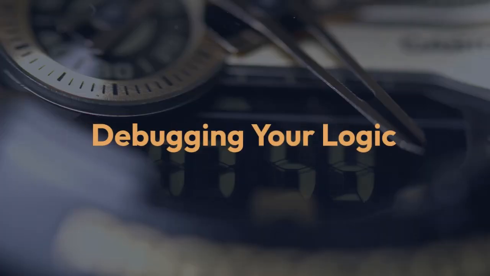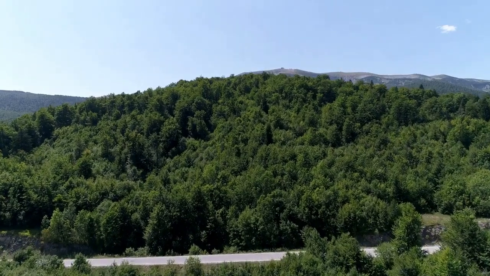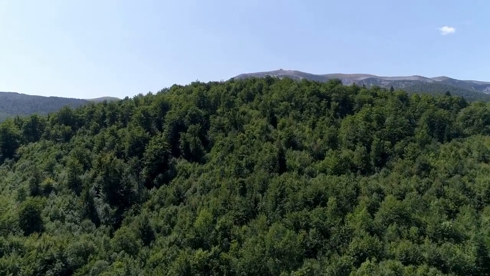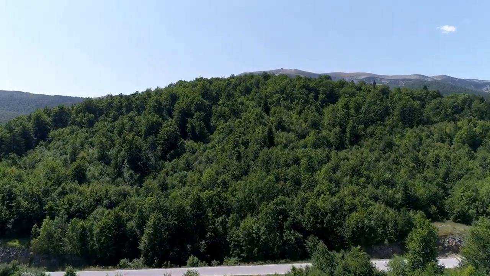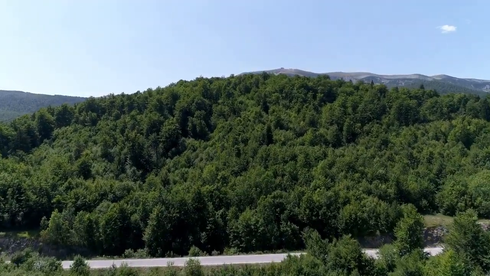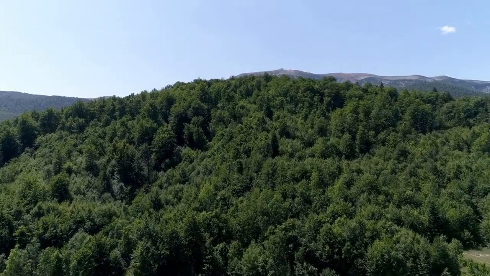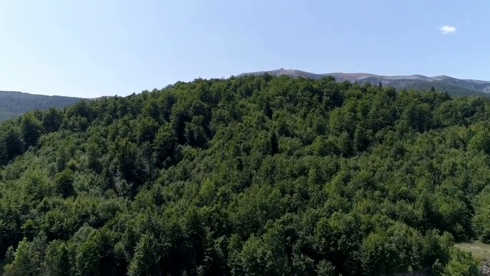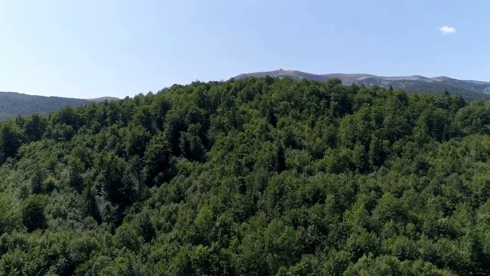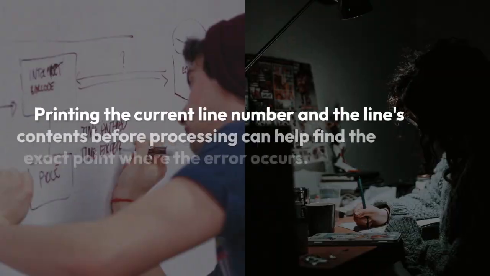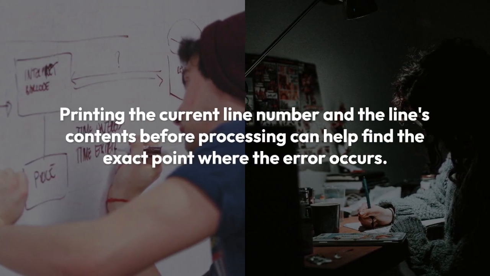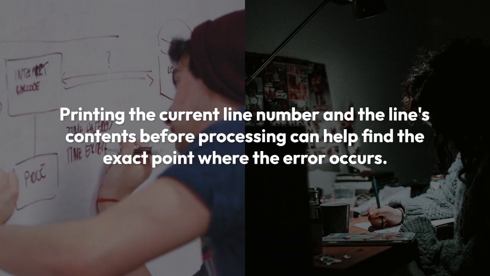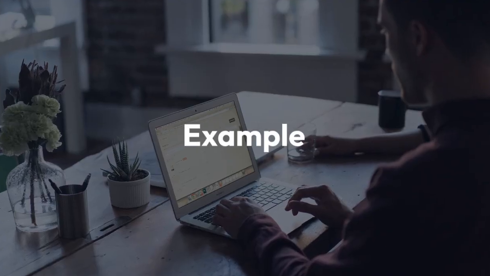6. Debugging your logic. If the error persists after implementing the above steps, carefully review your loop logic. Are you correctly managing the loop counter? Are your read operations correctly aligned with the expected number of lines? Inserting print statements inside your loop to inspect values at each iteration can help pinpoint the problem. For instance, printing the current line number and the line's contents before processing can help find the exact point where the error occurs.